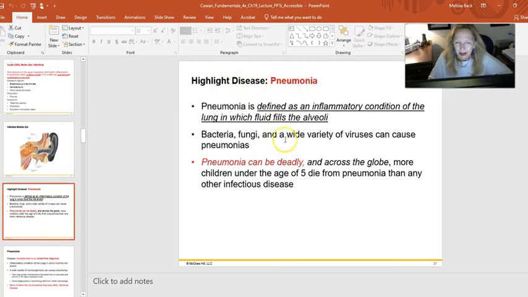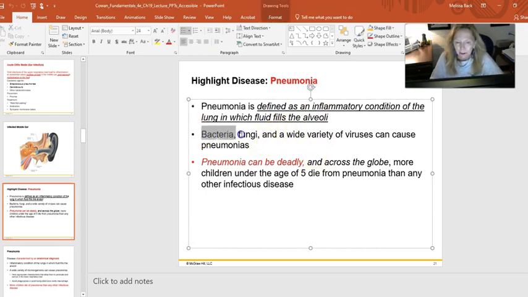Pneumonia is our highlight disease, and this is defined as an inflammatory condition of the lungs, so a lower respiratory infection of the lungs. There are many different causes for this. Most of the time it is viral. So that is usually very good news, because you're going to treat the signs and symptoms for this.